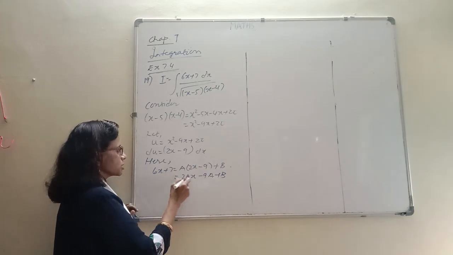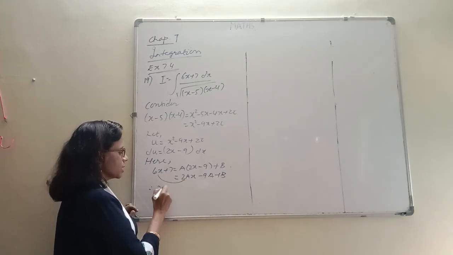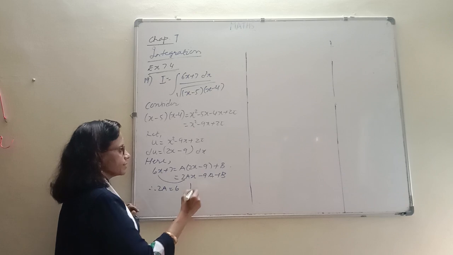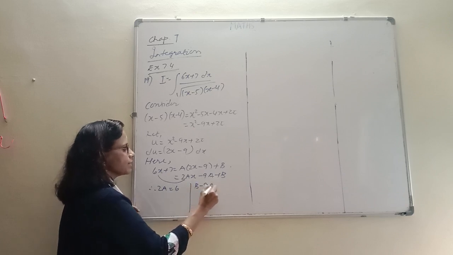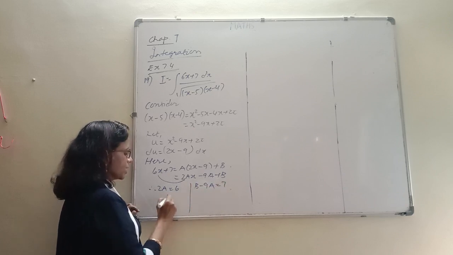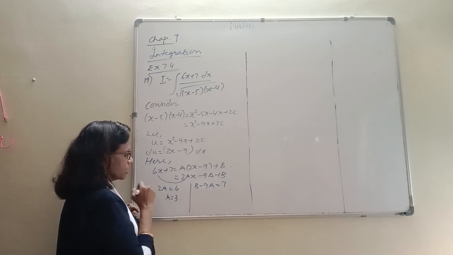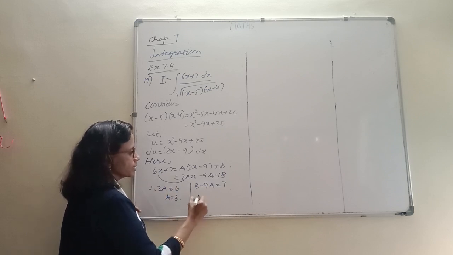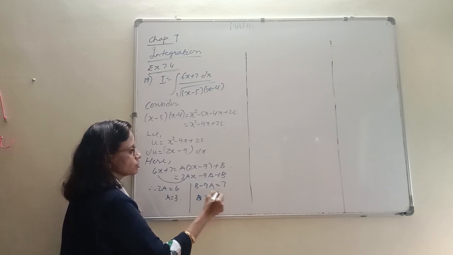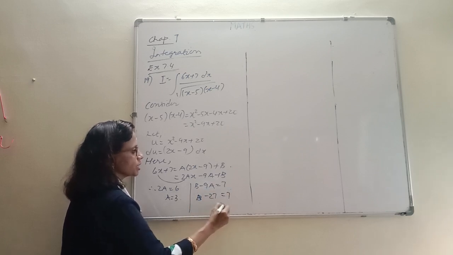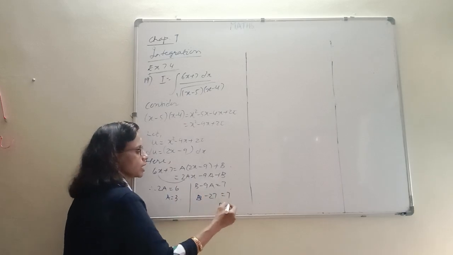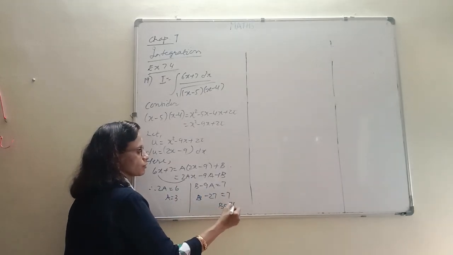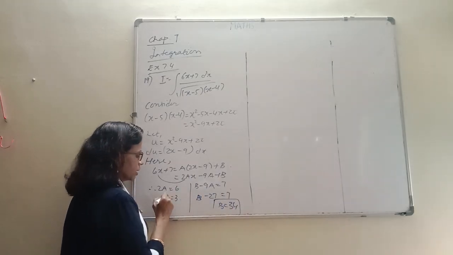If we correspond, therefore 2a is 6 and b minus 9a is 7. So a is 6 over 2, it's 3. A is 3, but what is b? b minus 9a, with a as 3, so minus 27 is 7. Let's take the 27 to the other side, plus 27. 7 plus 27, it's 34. So we got a and b.